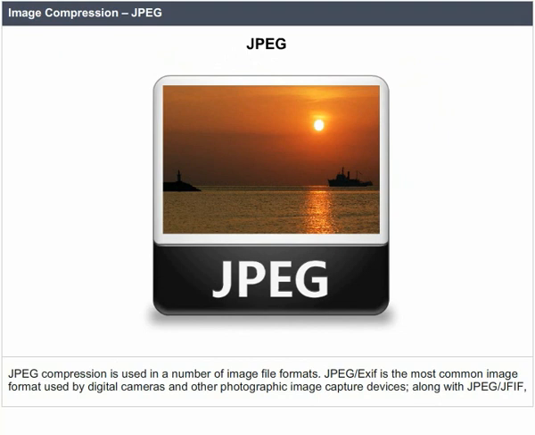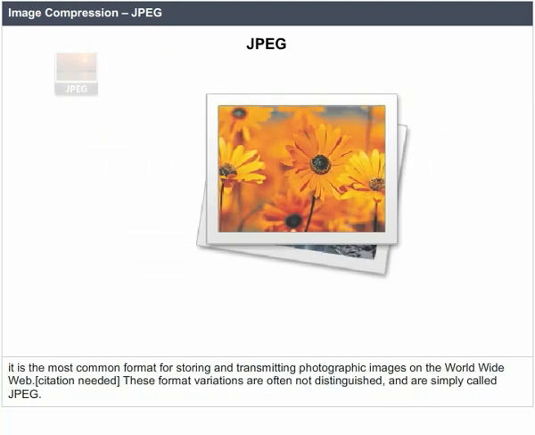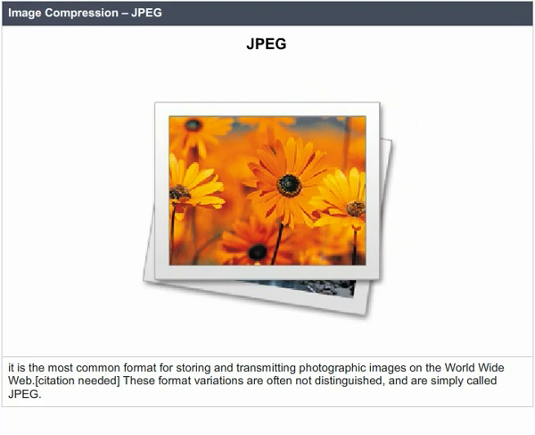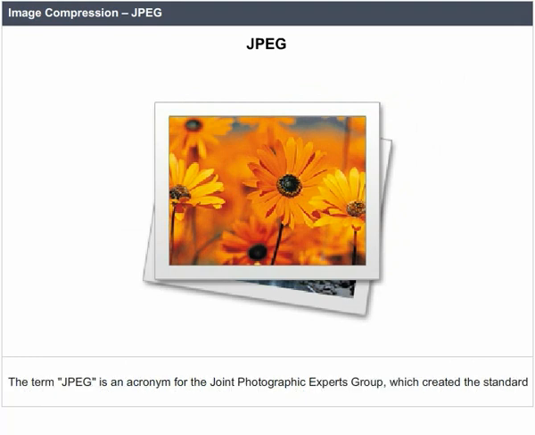JPEG EXIF is the most common image format used by digital cameras and other photographic image capture devices. Along with JPEG JFIF, it is the most common format for storing and transmitting photographic images on the World Wide Web. These format variations are often not distinguished and are simply called JPEG. The term JPEG is an acronym for the Joint Photographic Experts Group, which created the standard.